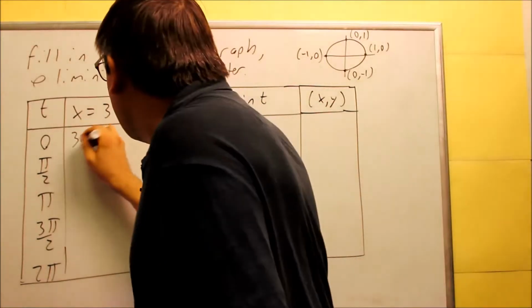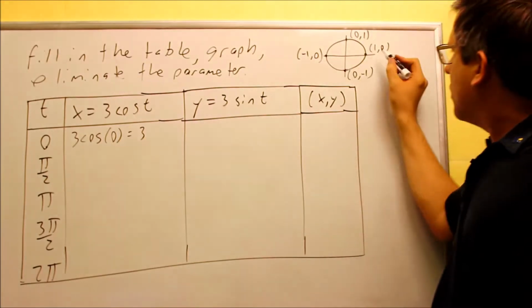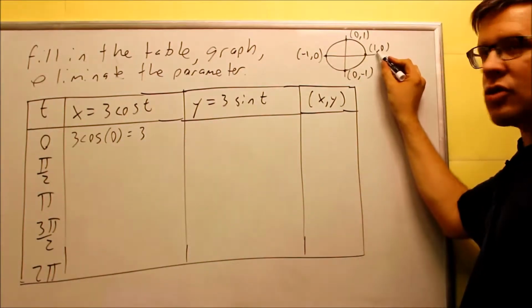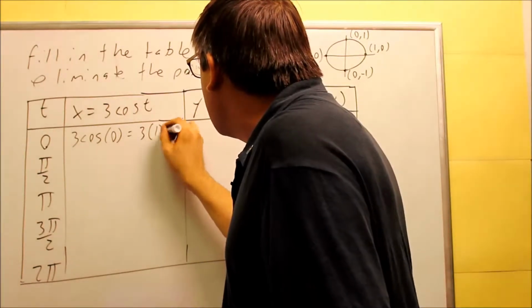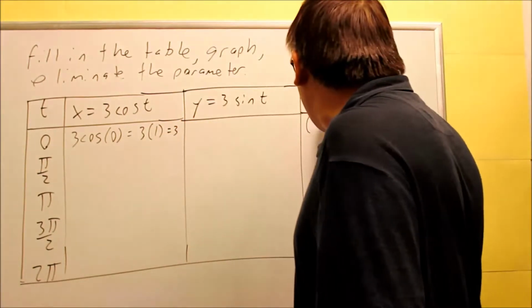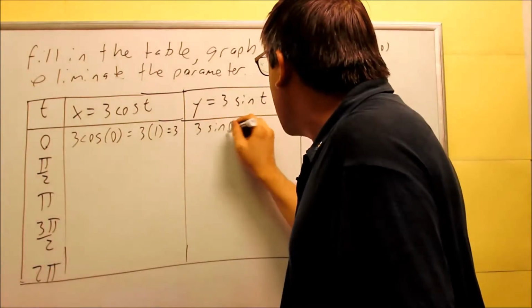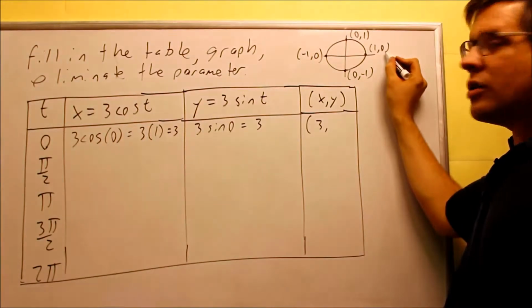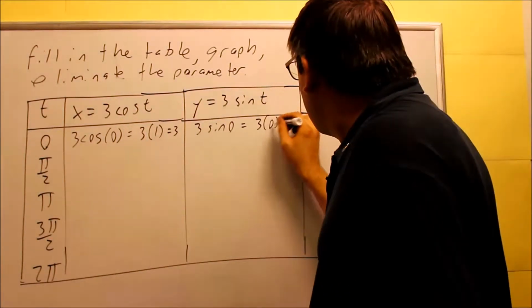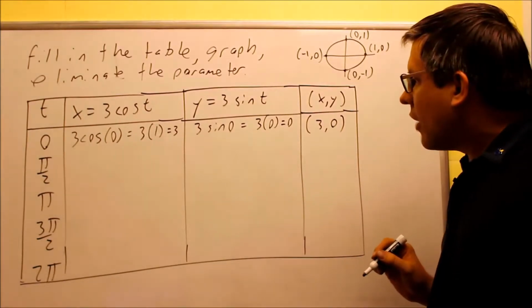So we're going to do 3 cosine of 0. Cosine 0 is 1 from our unit circle, the x-coordinate at 0 degrees. So 3 times 1 is going to give you 3. So the first coordinate is 3. Next we're going to do 3 sine of 0. So sine of 0 is the y value at 0 degrees, that's 0. So you get 0. So 3, 0 is your first coordinate that you have there.